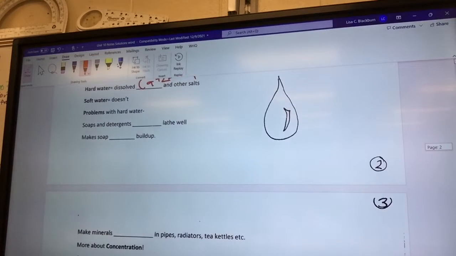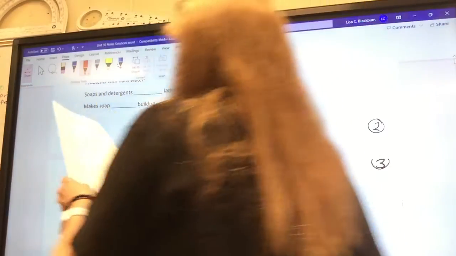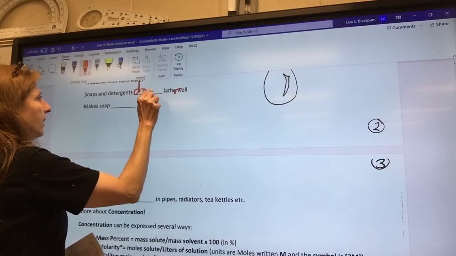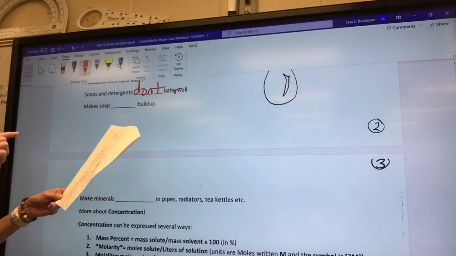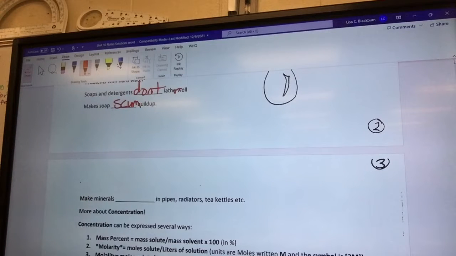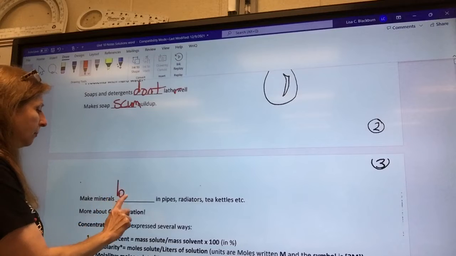Oh, it scrolled. Yay. So these are the problems with hard water. And we have pretty hard water here. Soaps and detergents don't lather well. We left off the R. Don't lather well. It makes soap scum. So we can get soap scum on our shower here. And it also makes minerals build up in pipes.